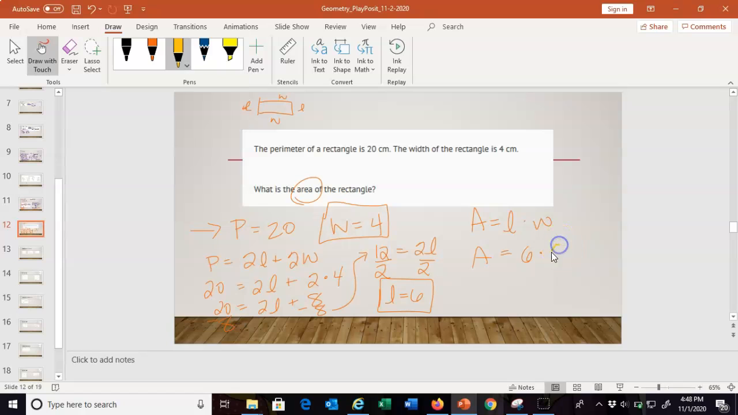Width is 4. So the area is 24, right? 24 centimeters squared. So first we had to use what they gave us with the perimeter and the width to solve for L, and then take L and W and plug them into the equation.